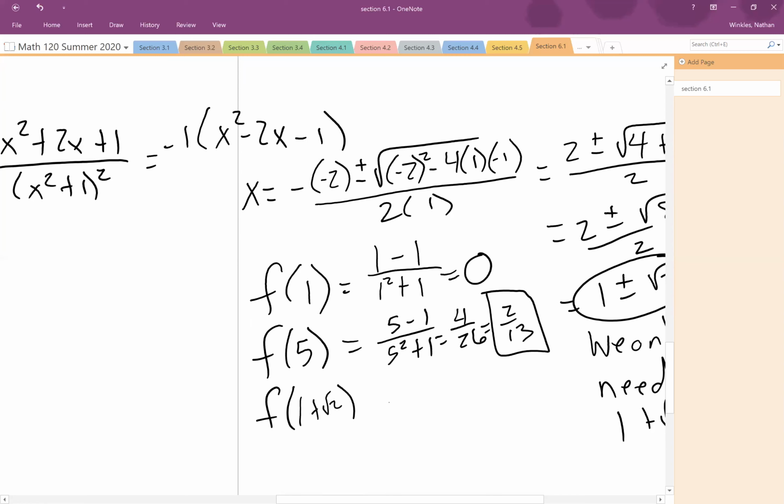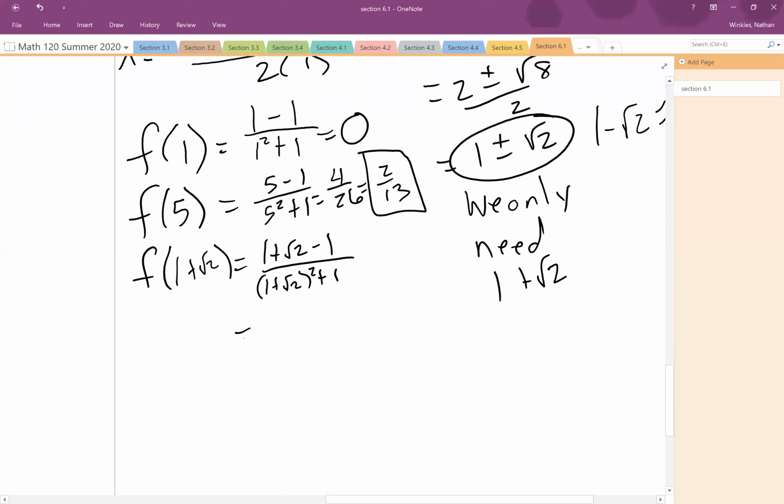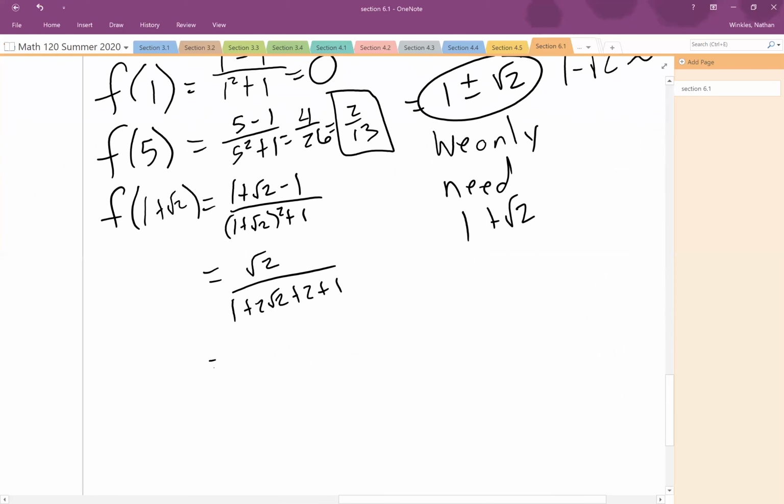The last one, you get 1 plus square root of 2 minus 1 over (1 plus square root of 2) squared plus 1, which is equal to the square root of 2 over 1 plus 2 root 2 plus 2 plus 1, or square root of 2 over 4 plus 2 root 2.